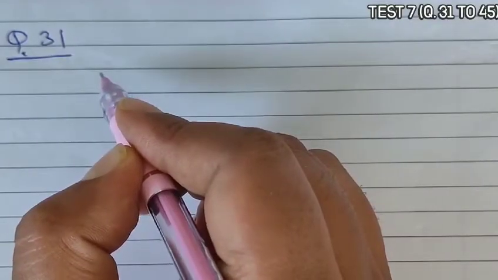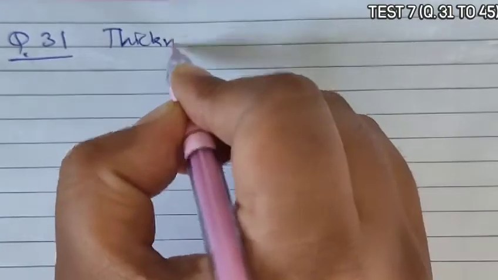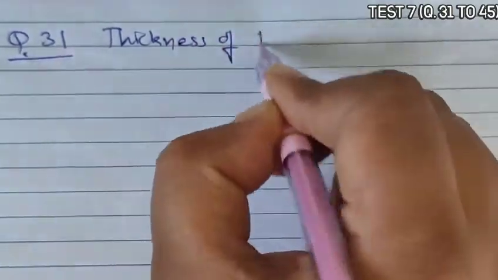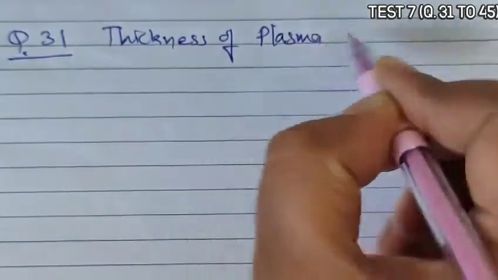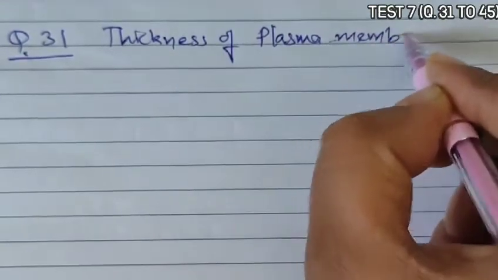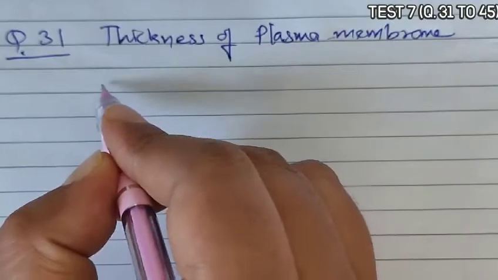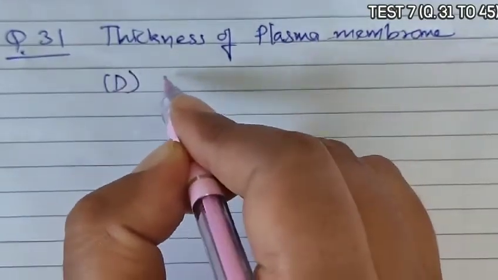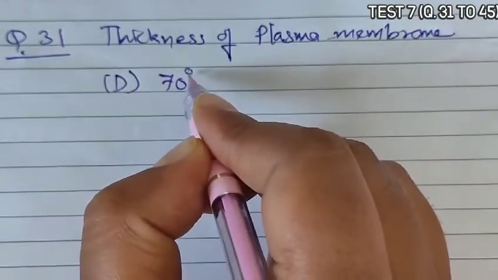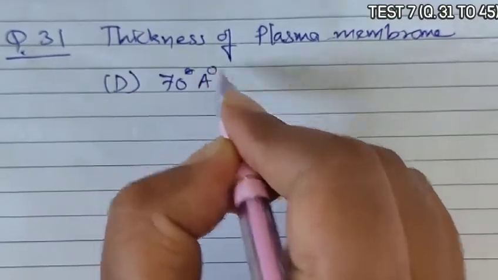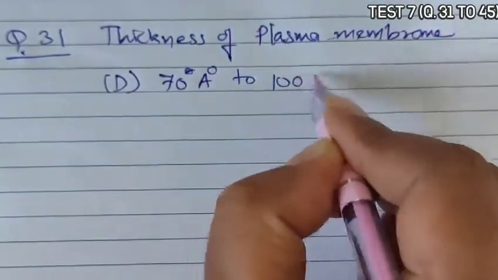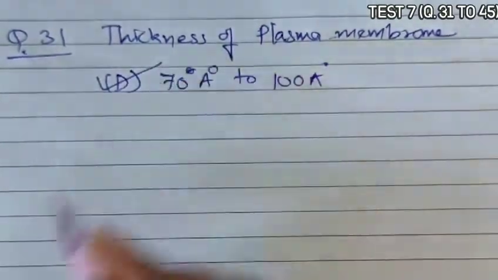Question 31. Question 31 asks that thickness of plasma membrane is. So it is a fact based question that we have to remember. The thickness of plasma membrane is 70 Armstrong to 100 Armstrong. So D is the correct answer.